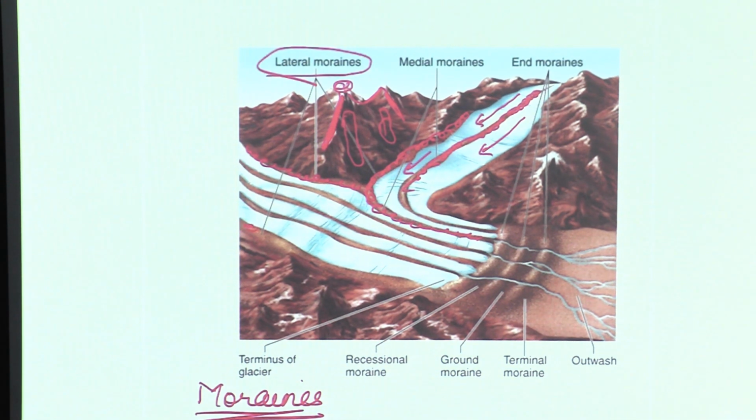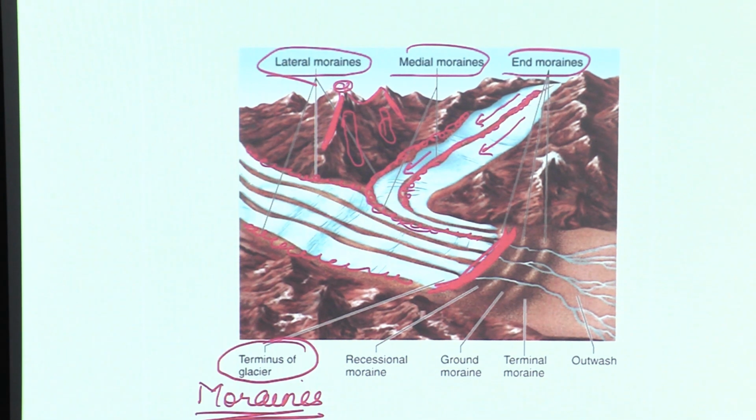What are lateral moraines, which are at the sides of the glacier? What are medial moraines? The central ones. And what are end moraines? End moraines are where the glacier terminates. It melts. And whenever we talk about end moraine or terminals of glacier, we do talk about certain important terms.